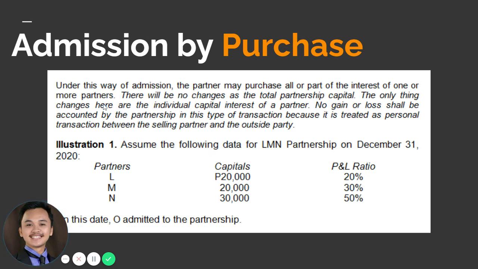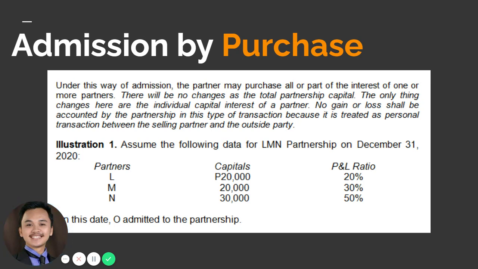Under this way of admission, the partner may purchase all or part of the interest of one or more partners. There will be no changes as to the total partnership capital. The only thing that changes here are the individual capital interests of the partners. No gain or loss shall be accounted for by the partnership in this type of transaction because it is treated as a personal transaction between the selling partner and the outside party.